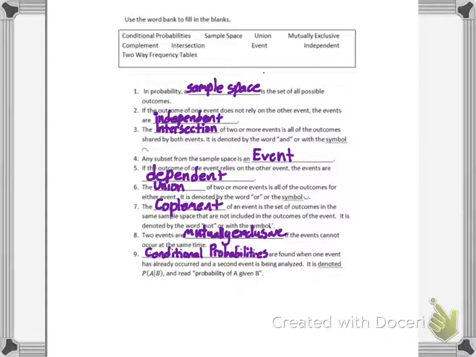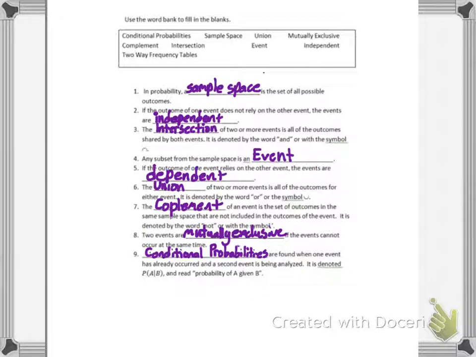Alright, here's the review for your study guide. Number 1, in probability, a sample space is the set of all possible outcomes. Number 2, if the outcome of one event does not rely on the other event, the events are independent. The intersection of two or more events is all of the outcomes shared by both events, and is denoted by the word "and" or with the intersection symbol.